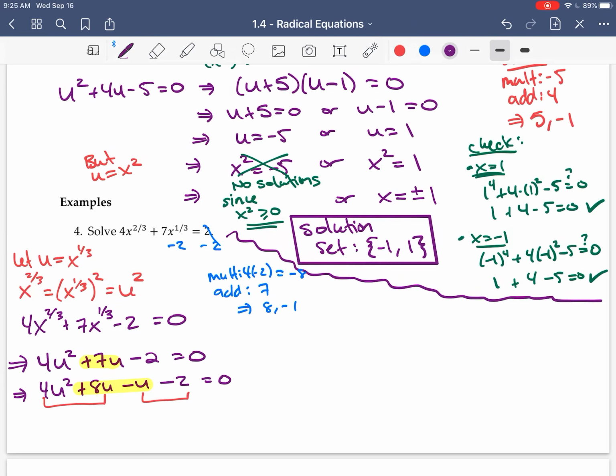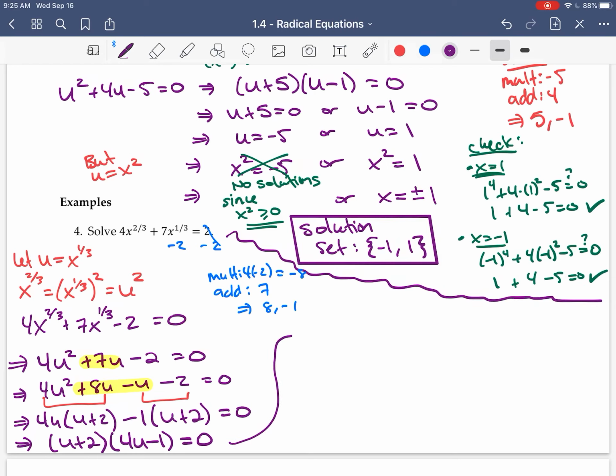And then we do the factor by grouping. So I group those two. I can pull out 4u from the first two, and I'm left with u plus 2. From the second two, I can just pull out a minus 1, and then I'm left with u plus 2. And now I can factor out the u plus 2, and I'm left with 4u minus 1 equals 0. So that means by the zero product property that u plus 2 is equal to 0, or 4u minus 1 is equal to 0, which means that u is negative 2, or u is 1/4, if I solve for u there.